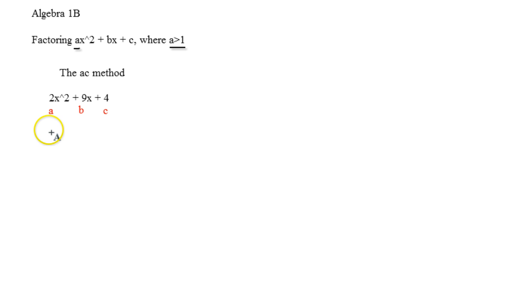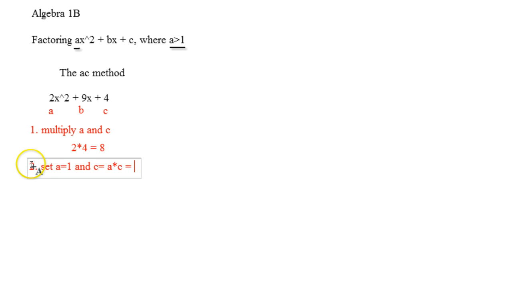Okay, so what we're going to do first, and the first step is multiply A and C. Okay, in this case, when we multiply A and C, it's going to be 2 times 4 equals 8. Okay, now the next step, step 2, is set A equal to 1 and C equal to the new number. C is going to be equal to A times C, which in this case is going to be 8. You're always going to set A equal to 1, but C is always going to be A times C.